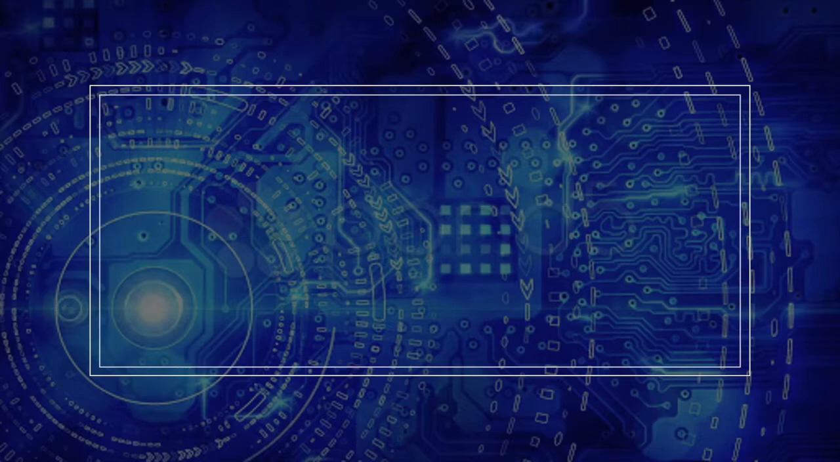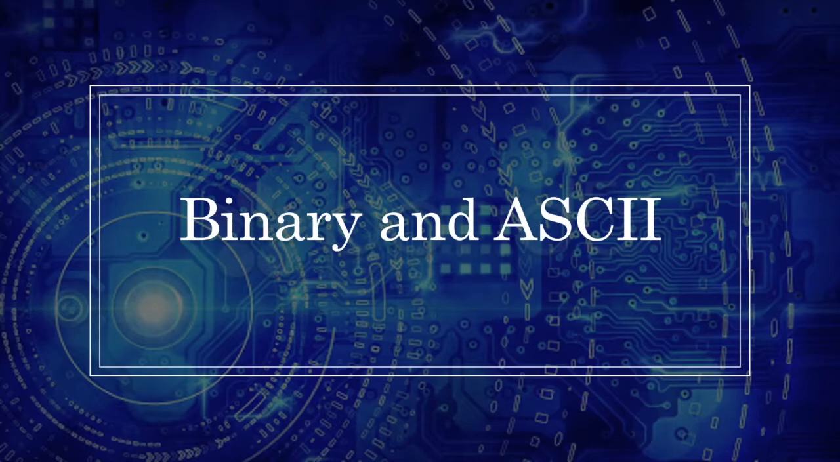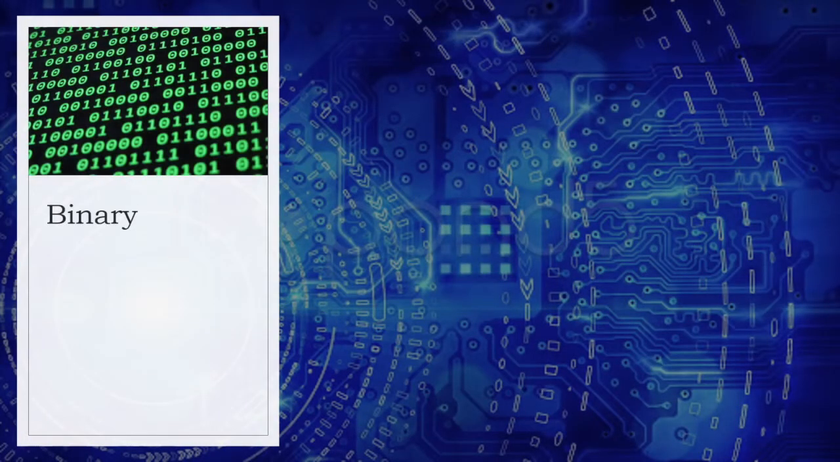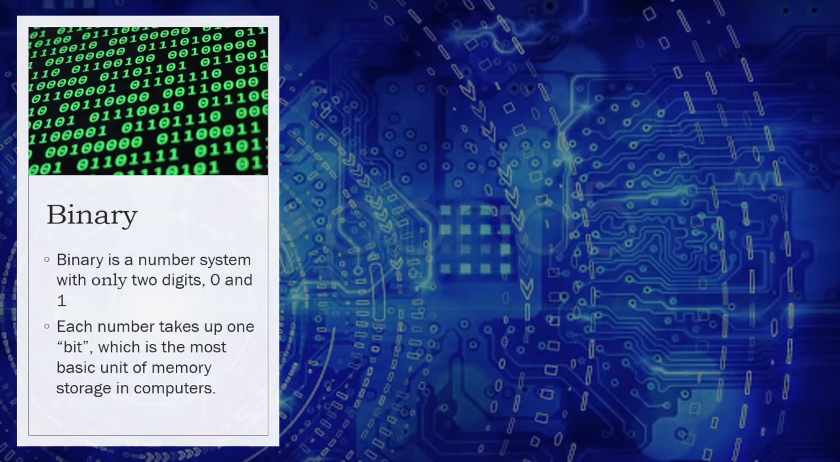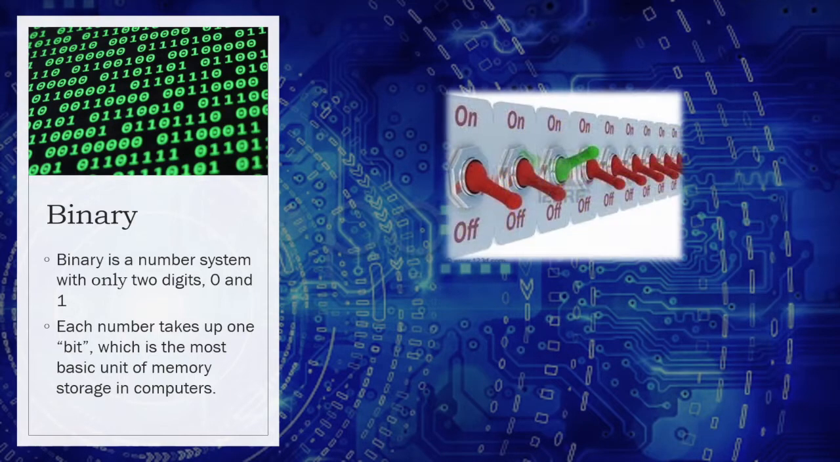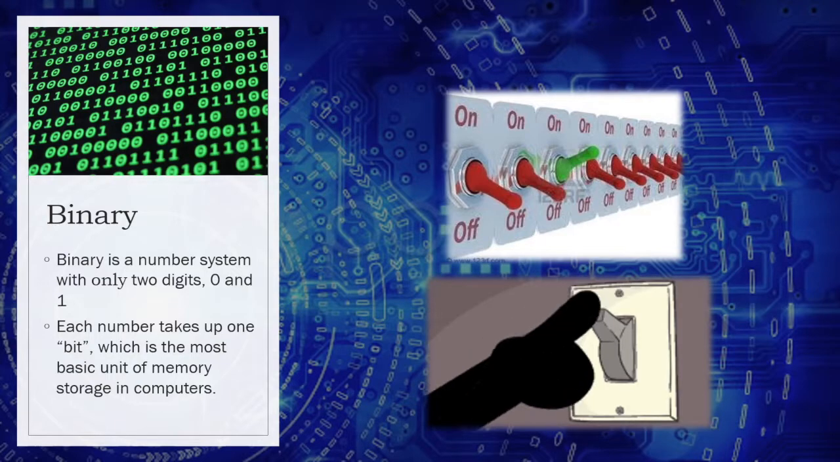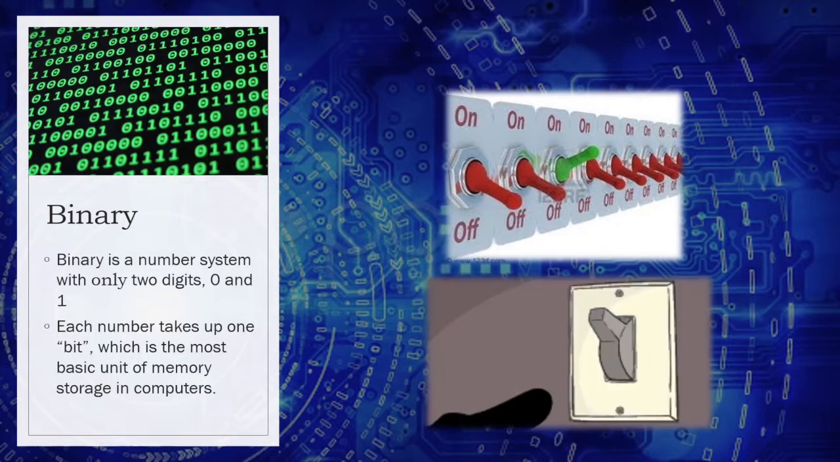They use binary. Binary is a number system with only two digits, 0 and 1. Each number takes up one bit, which is the most basic unit of memory storage in computers. Inside a computer, imagine bits as little switches that turn on a light that can show us something. Whenever a bit takes the number 1, then the switch will turn on the light, and we will be able to see the thing that's hidden. Whenever a bit takes the number 0, then the switch turns off the light and the thing stays invisible to us. But one bit can only be a 1 or a 0.